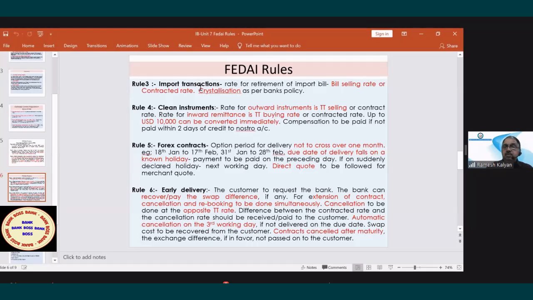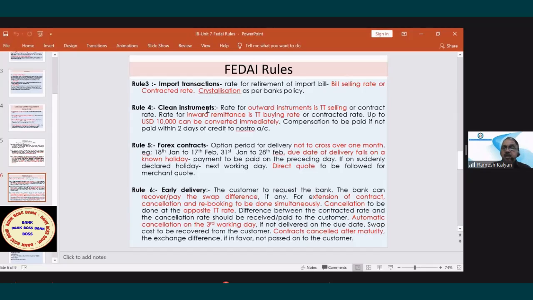Rule 3 is import transaction. There also, bill selling: import, bill selling or contract rate. Crystallization as per bank policy. Clean instrument, that instrument is inward. For inward, you will be applying what? TT buying. For outward, applying TT selling.